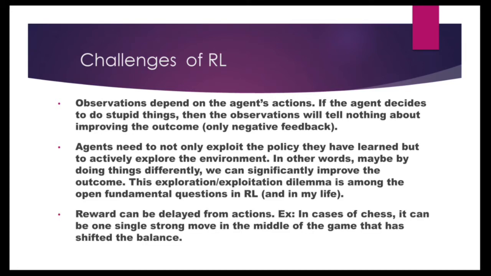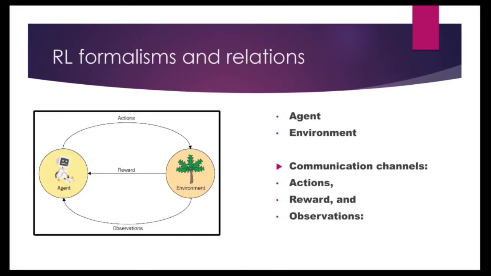Now, reward can be derived from actions. Example, in cases of chess, it can be one single strong move in the middle of the game that has shifted the balance. Now let us move on to RL formalisms and relations. It has an agent, environment, and communication channels like actions, rewards and observation.